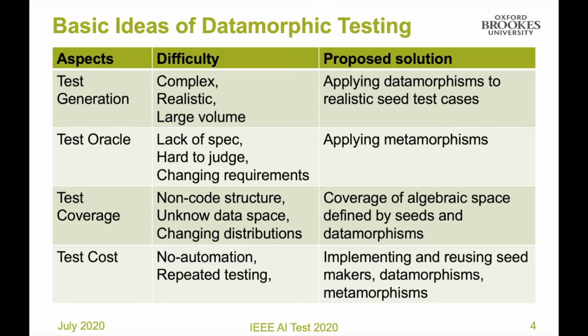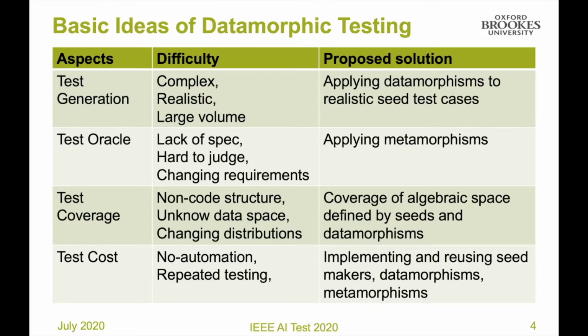For different aspects of software testing, and the difficulties caused in these testing aspects, we have the proposed solution in datamorphic testing. For example, test case generation is difficult for testing AI applications because the test cases are very complicated. They need to be very realistic, and we need a lot of test cases. Datamorphisms can be applied to seed test cases to generate realistic mutant test cases and give a large volume of them, and to deal with the complexity in the test data.